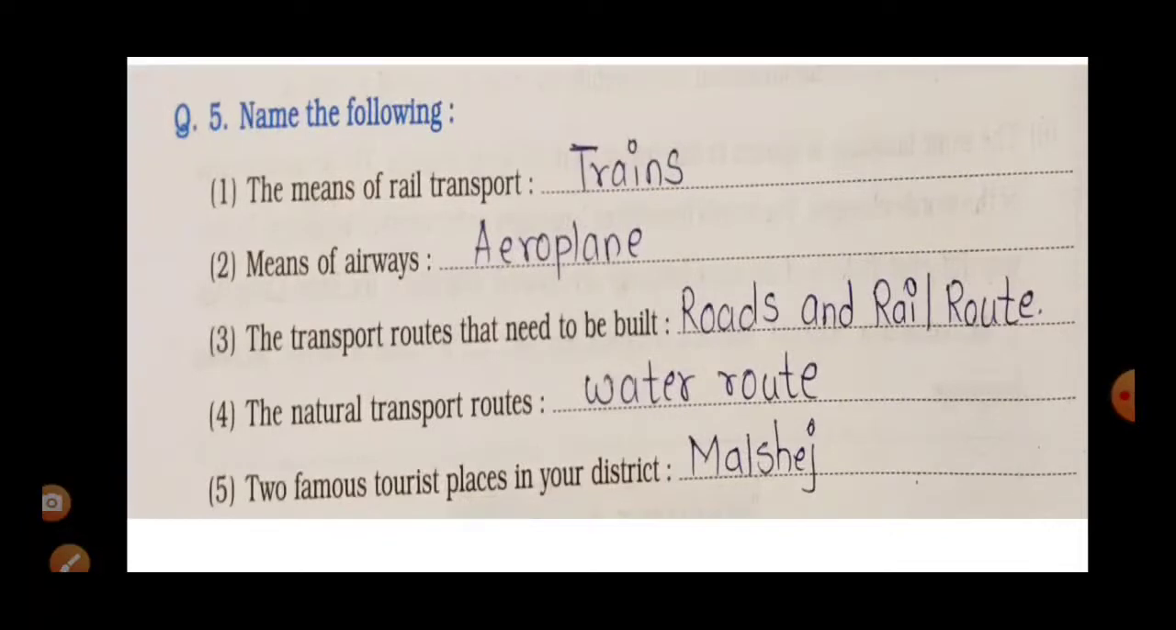Now question number 5. Name the following. First one, the means of rail transport, trains. Number 2, means of airways, aeroplane. Number 3, the transport routes that need to be built. Answer roads and rail route. Number 4, the natural transport routes, that we don't need to be built. That is, answer is water route.